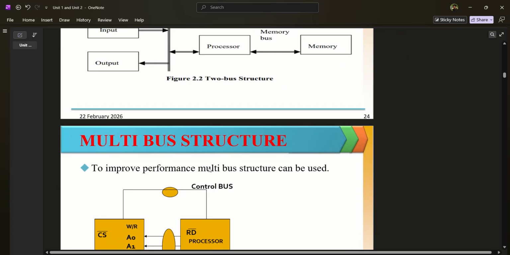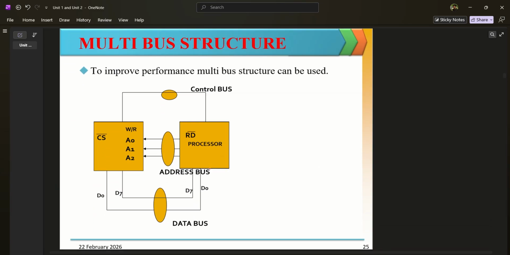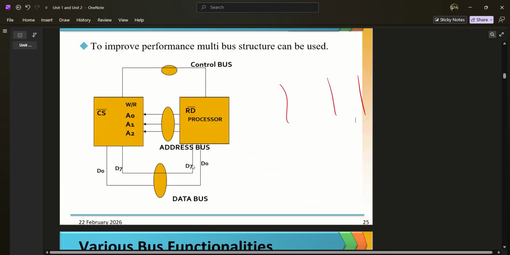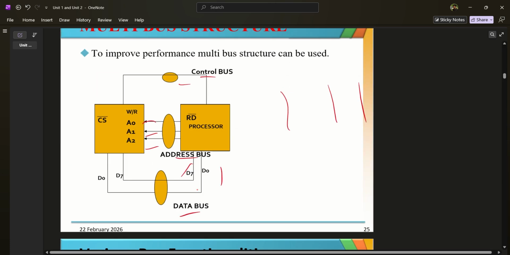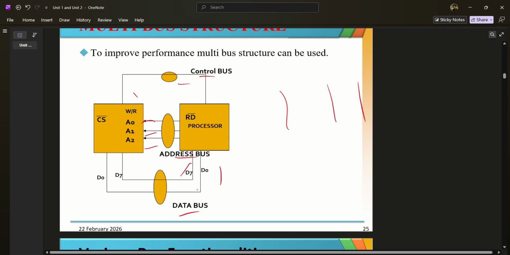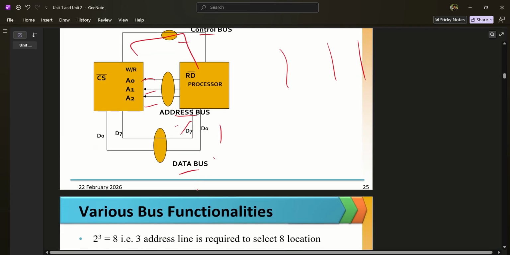The next one is the multi-bus structure. As the name suggests, we use as many bus structures as possible to reduce the workload on each bus structure and to improve the performance as well. Basically we have the control bus, address bus, and data bus as the main types of bus. The control bus will be a single one, since it is the one controlling everything. Data bus and address bus will be more than one.